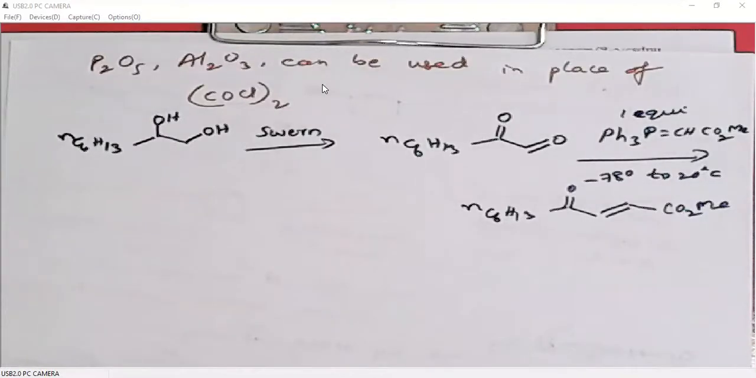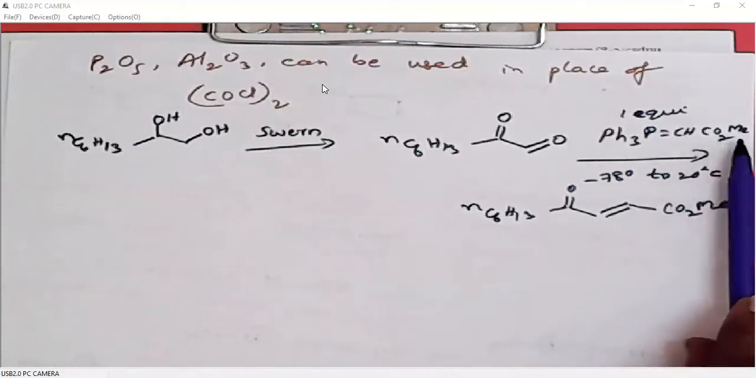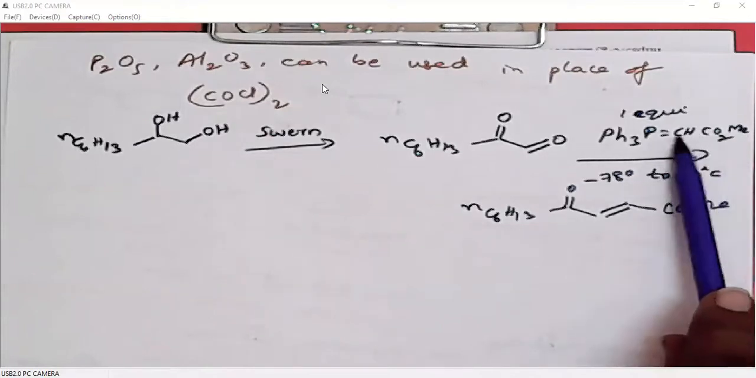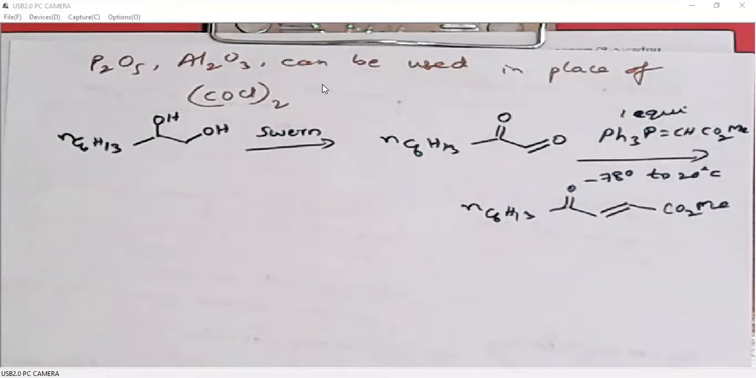So if it is a stabilized Wittig, we will get a trans double bond. If it is a non-stabilized Wittig, we will get a cis double bond. The difference between stabilized and non-stabilized is that we will have an electron withdrawing group on the carbon. That is a stabilized Wittig. If we don't have an electron withdrawing group on this carbon, it is not a stabilized Wittig.